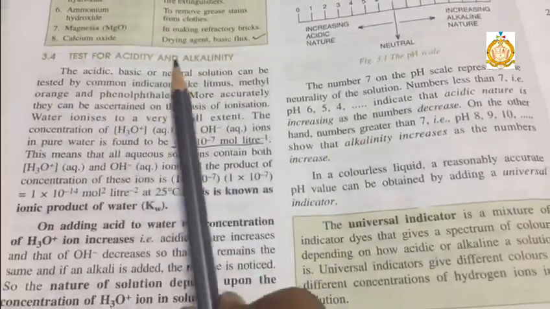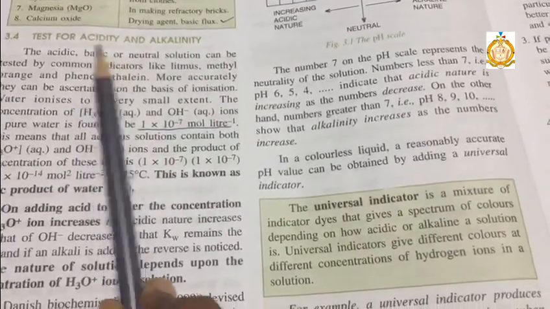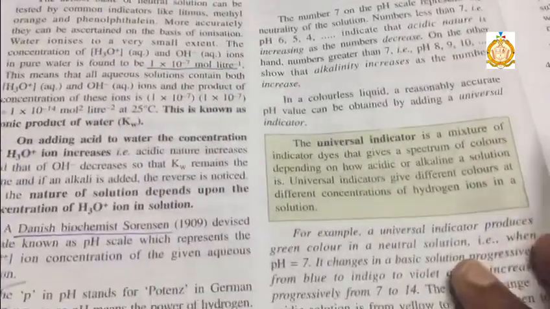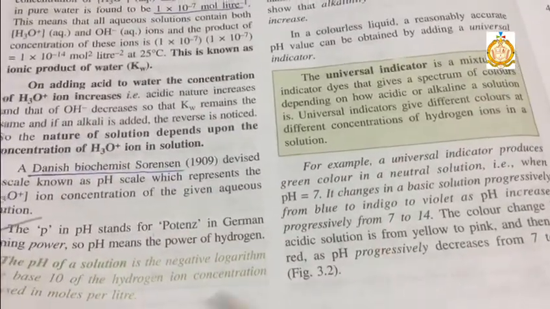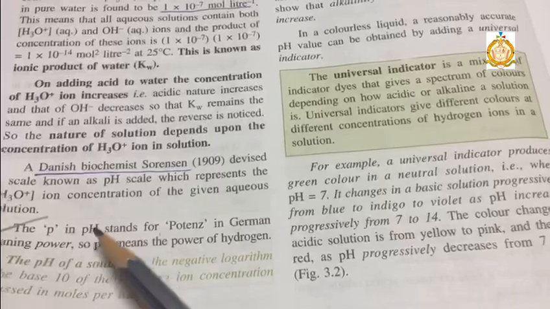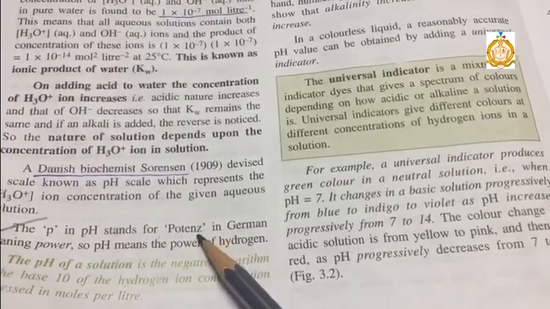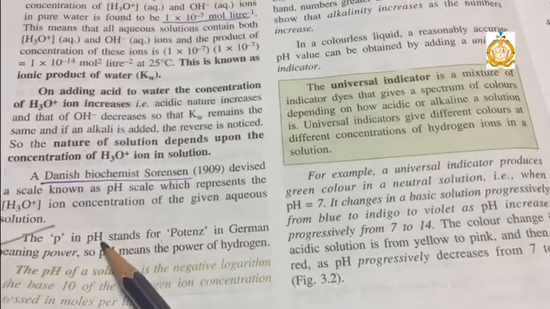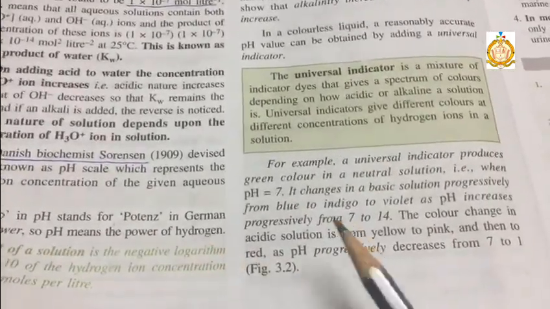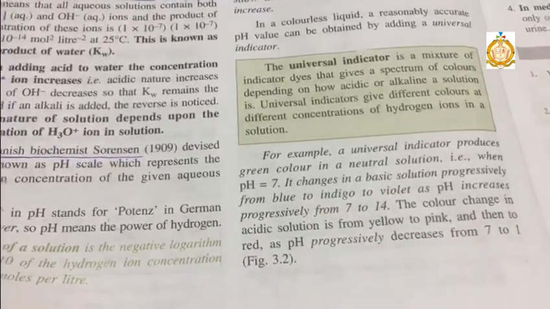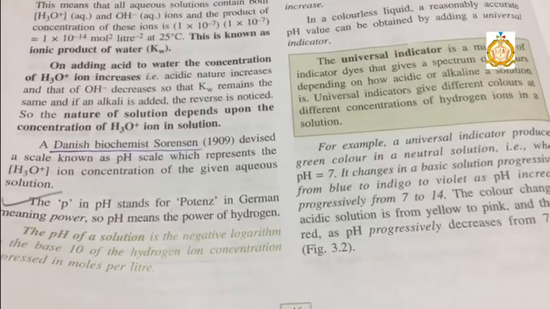Test for acidity and alkalinity. How can we test whether the given solution is acidic or alkaline? We can test it by using various indicators or by using pH paper. So pH, small p and capital H. P stands for potence, which means power, and H, hydrogen: power of hydrogen. If more hydrogen ions are there, then it is more acidic.